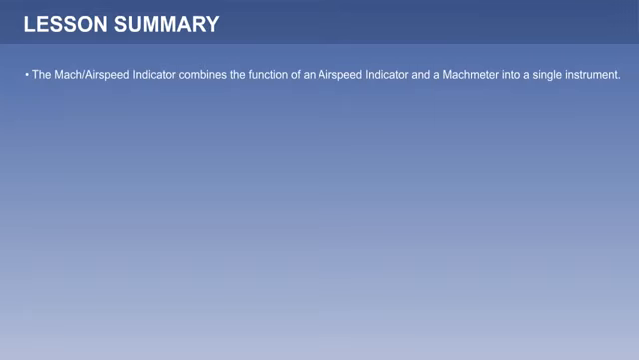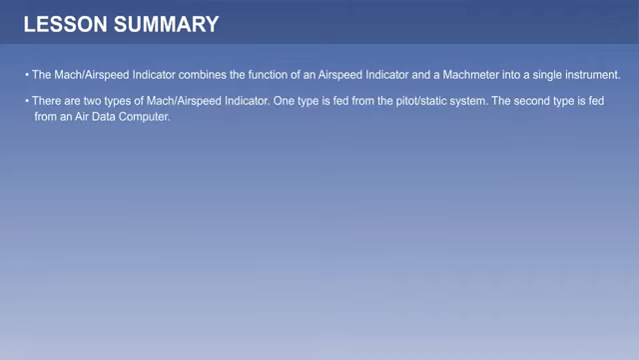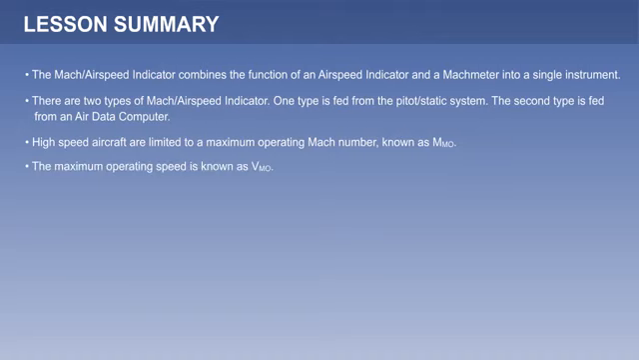The Mach airspeed indicator combines the function of an airspeed indicator and a Machmeter into a single instrument. There are two types of Mach airspeed indicator. One type is fed from the pitot-static system. The second type is fed from an air data computer. High-speed aircraft are limited to a maximum operating Mach number known as MMO. The maximum operating speed is known as VMO.